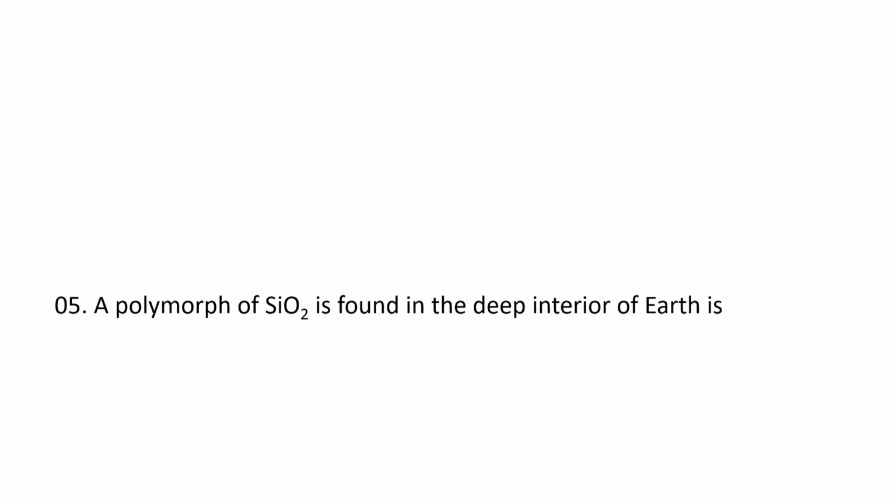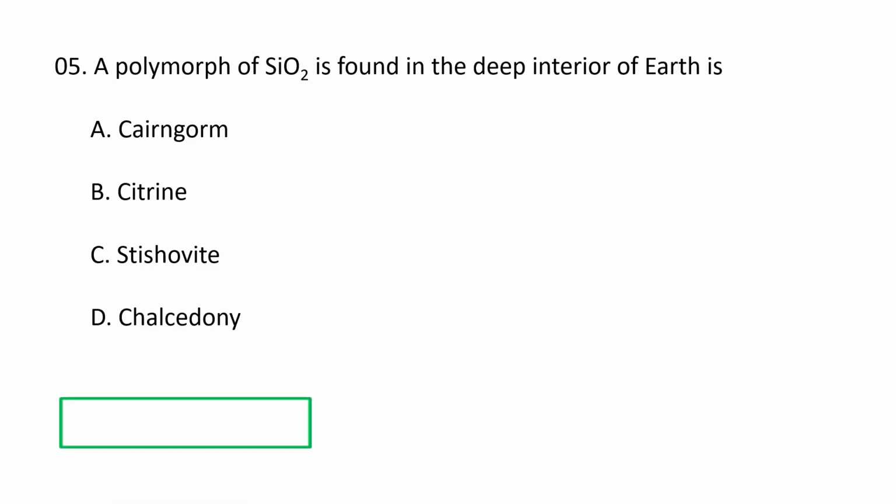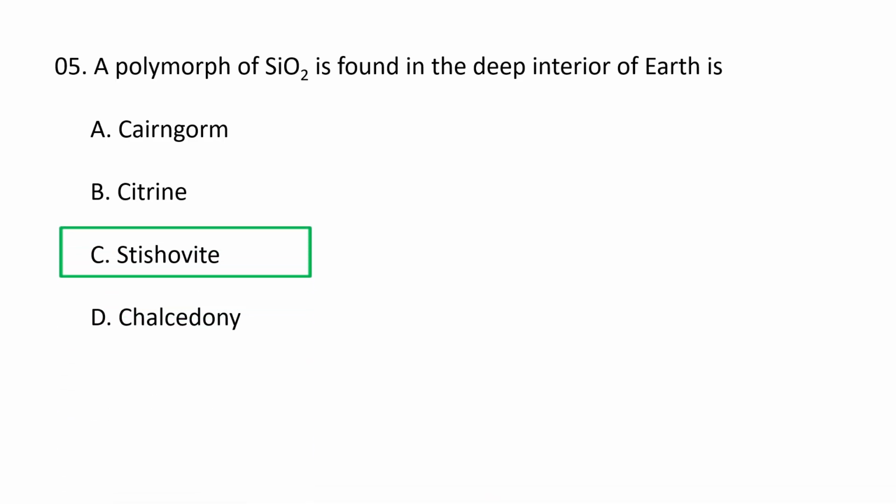Next question. A polymorph of silica, that is SiO2, found in the deep interior of the earth is A. Cairngorm, B. Citrine, C. Stishovite, and D. Chalcedony. The correct option goes as C.